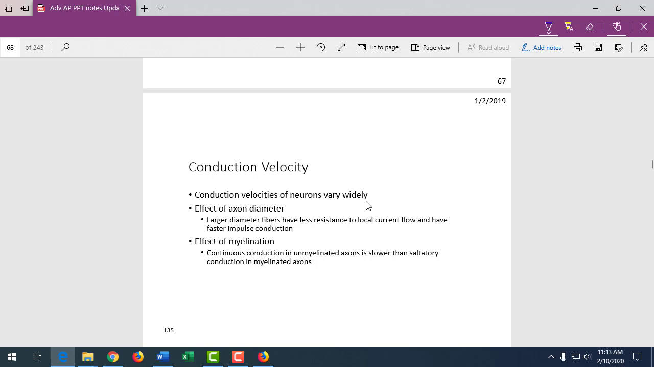So we also have different types of neuron classifications in our bodies that carry information. So some things that determine how fast an action potential travels from, say, your fingertip to your brain for processing depends on the diameter of the axon. Which do you think would be faster, skinny neurons or large diameter neurons?